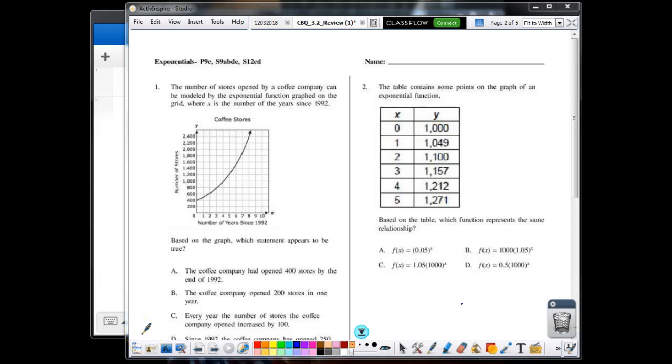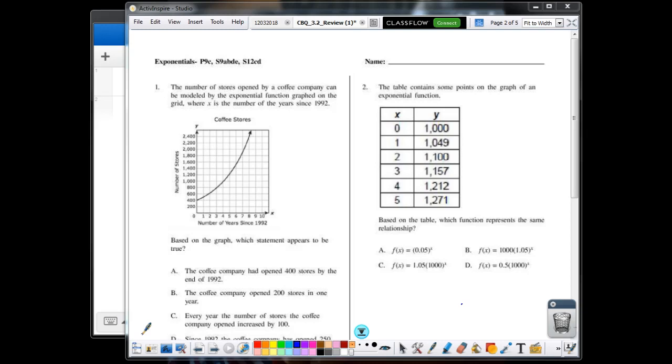Alright, so I'm going to go over your 3.2 review, CBQ 3.2. This one's going to be over what we've done the past week and a half on exponential functions. So let's look at number 1.